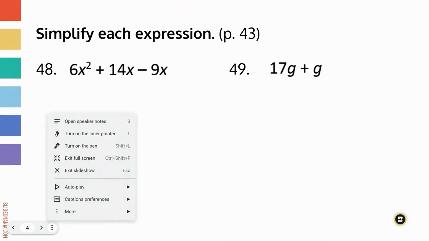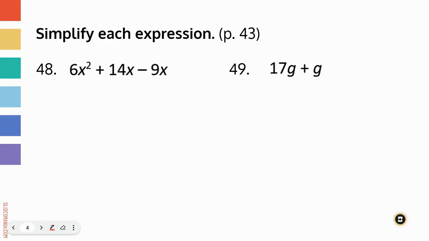Okay, in this video, we're going to do some examples of the distributive property and combining like terms. So on page 43, we start off with combining like terms. If you remember from the last video, a like term is going to be anything that has the same variable with the same exponent.